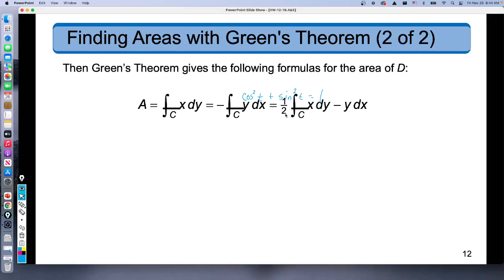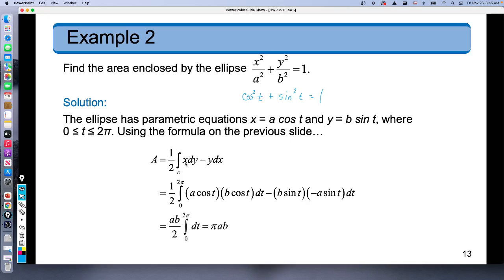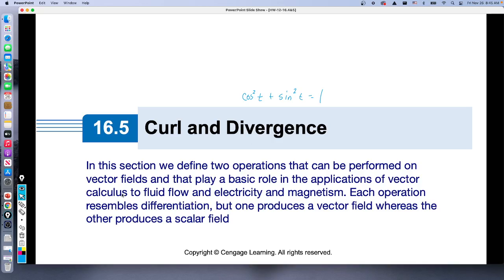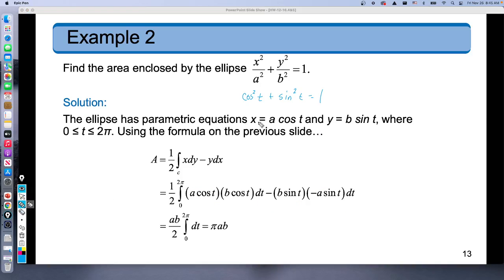What we're going to do with this is go back to the previous templates. We're going to use this one, 1/2 x dy minus y dx. So there it is, 1/2. And what is x? Well, we defined x to be a cosine t, so that's right there. And then what's dy? Well, dy is going to be b cosine t dt. So that's that substitution for these two parts here.